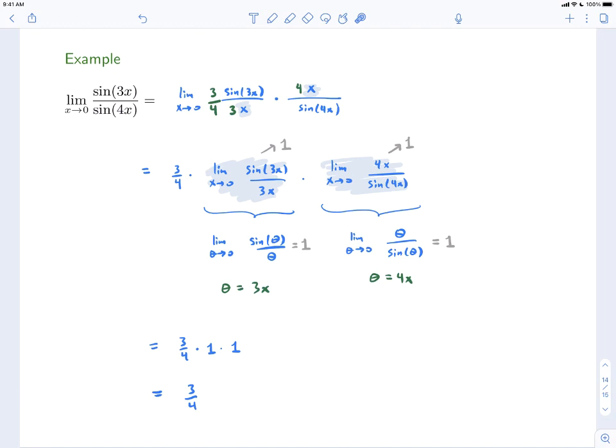So we had to multiply by a 3 in the numerator to get this 3 in the denominator, and we had to put this 4 in the denominator to get this 4 in the numerator. So that's why this 3 and this 4 showed up in the end result.